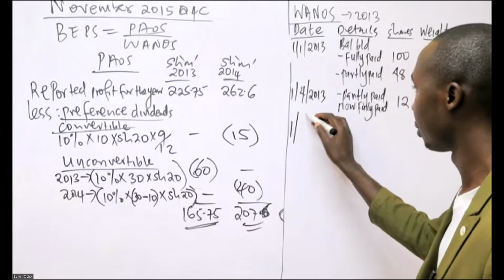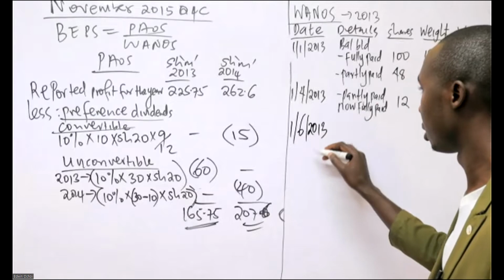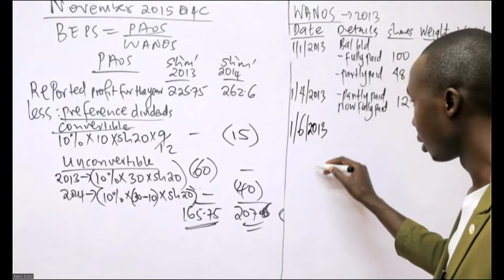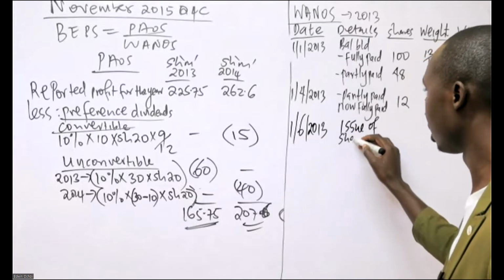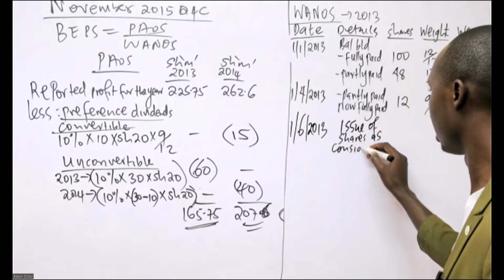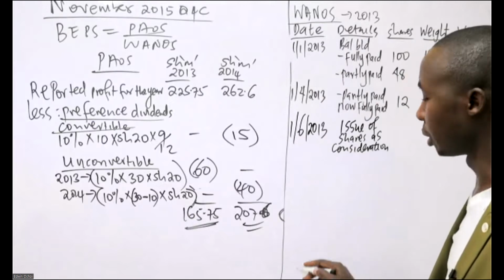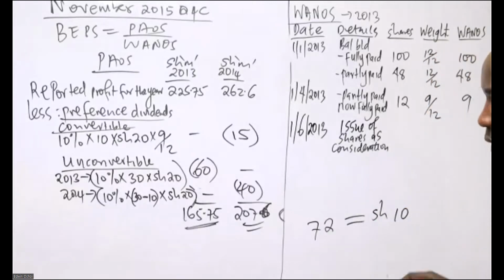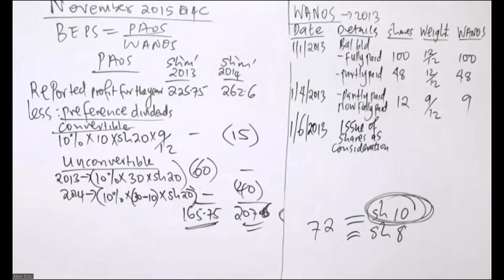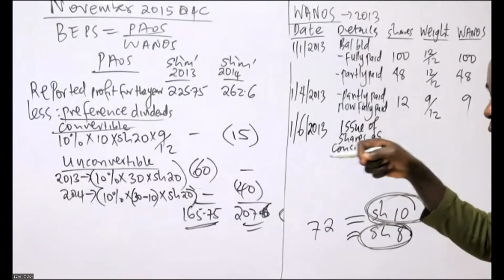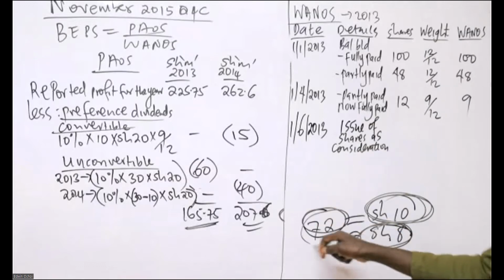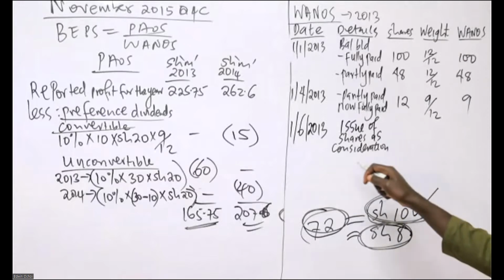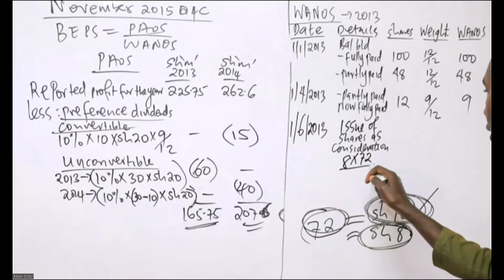So this one occurred on 1st June 2013. Issue of shares as consideration. But they were not issued at full market price because these shares of 72, their market price is 10, but they were issued at 8. So we need to equate with 8 to get the shares issued at 8 because their full market price is 10. So here I would say 8 times 72 over 10.